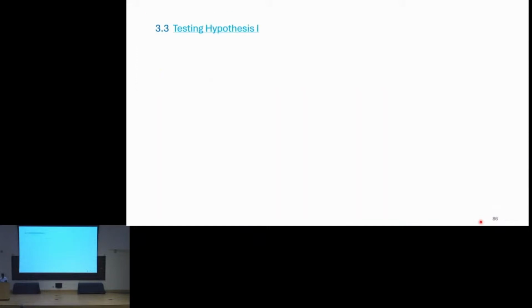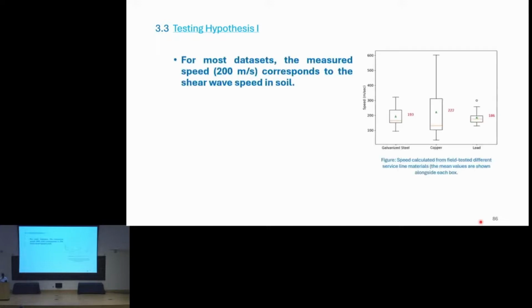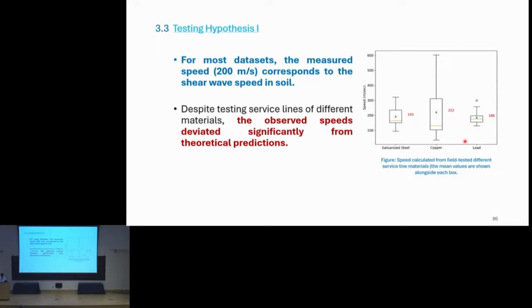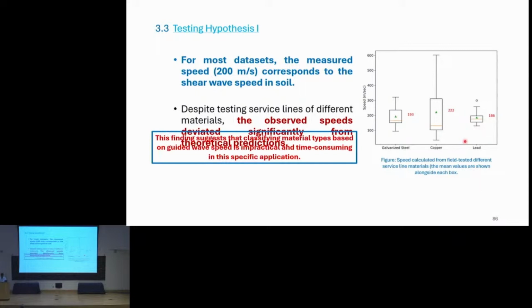Now, first we tested our hypothesis one. We calculated the speed as we did for the control lab experiment. But as you can see in the figure, the real world condition is not the same as the control lab experiment. What we got is that for galvanized steel, copper, and lead, in all cases, our speed is nearly 200 meters per second. That is actually close to the shear wave speed in soil. So we got a bit of a setback here, but we moved our direction to the alternative approach. We concluded that the speed feature is not practical for this specific application.